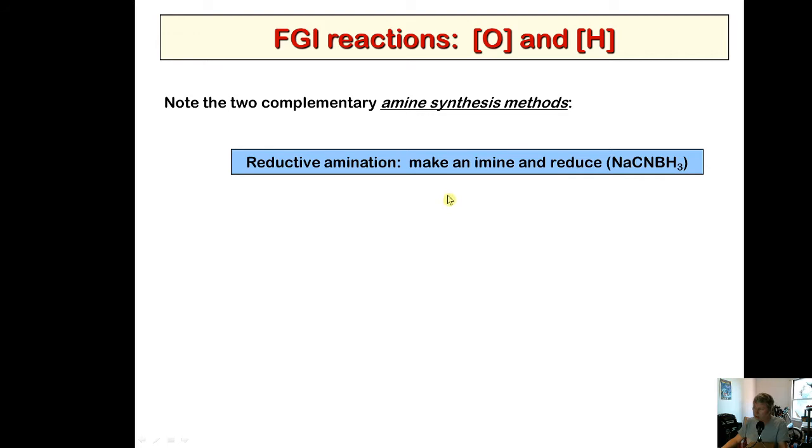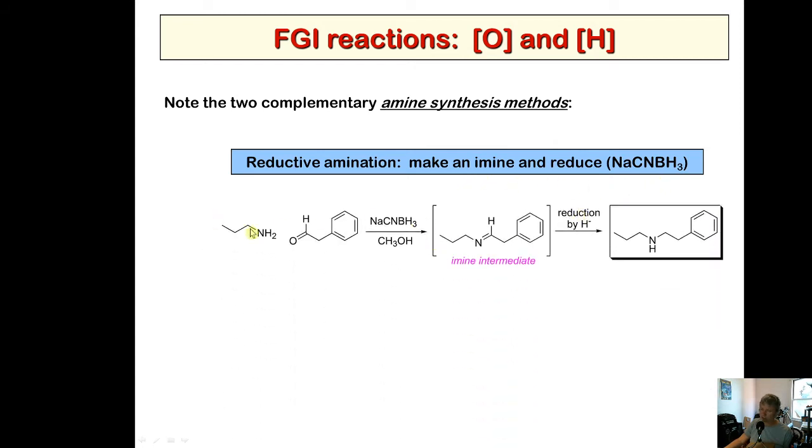Reductive amination. So you make an imine and you reduce it, and the reducing agent's sort of a special reducing agent, NaCNBH3. There's ways to use NaBH4 also, but NaCNBH3 is very suitable for this reaction because it only really reduces imines. Okay, here's an example. So amine, aldehyde, and these two react.